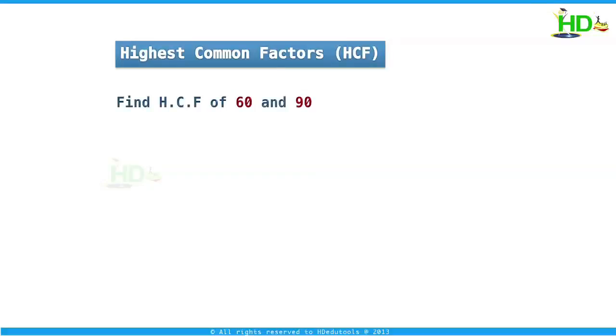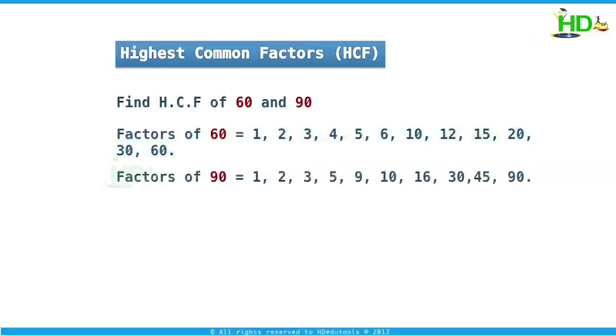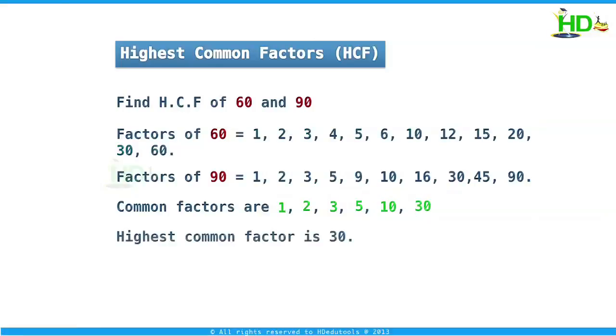Now first we consider the factors of 60. The factors of 60 are 1, 2, 3, 4, 5, 6, 10, 12, 15, 20, 30 and 60. Now the factors of 90 are 1, 2, 3, 5, 9, 10, 16, 30, 45 and 90. Now the common factors are 1, 2, 3, 5, 10 and 30. From this we can take the highest common factor, which is 30.